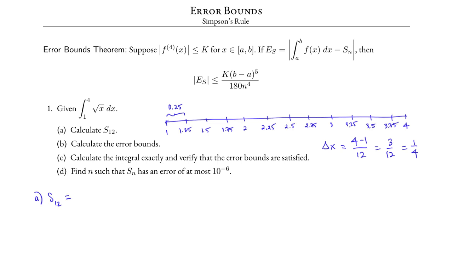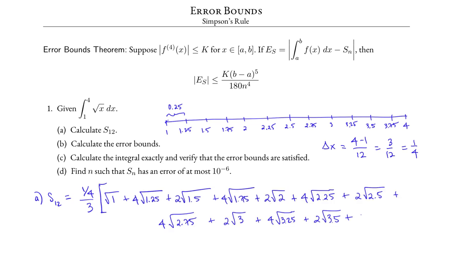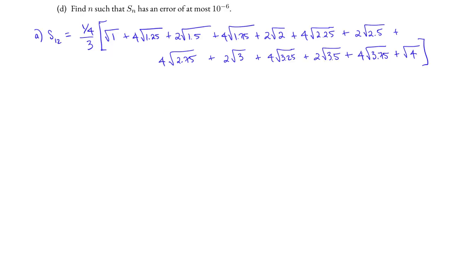S sub 12 is delta x over 3, where delta x is b minus a over n, or 1/4, times the quantity f of x sub 0 plus 4 f of x sub 1 plus 2 f of x sub 2 plus 4 f of x sub 3 plus and so on, all the way to the next to last term, 4 f of x sub n minus 1, plus the last term f of x sub n. This is approximately 4.666659.